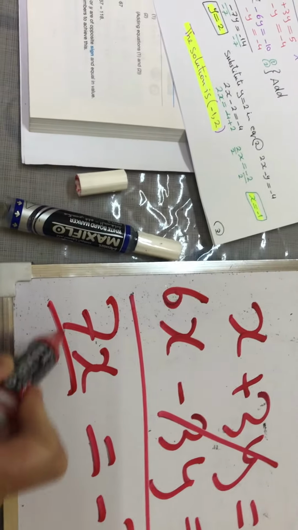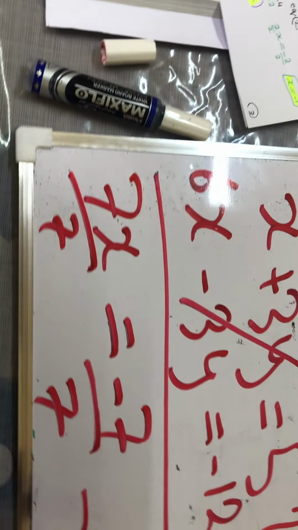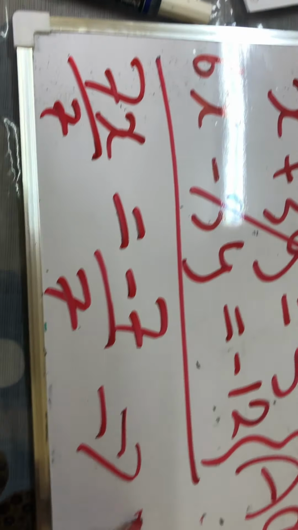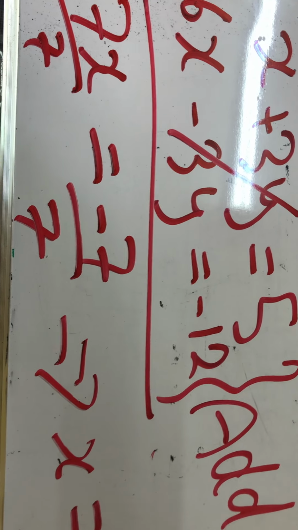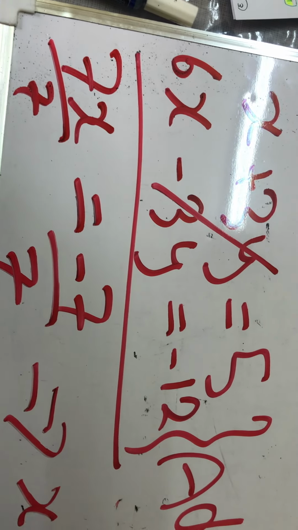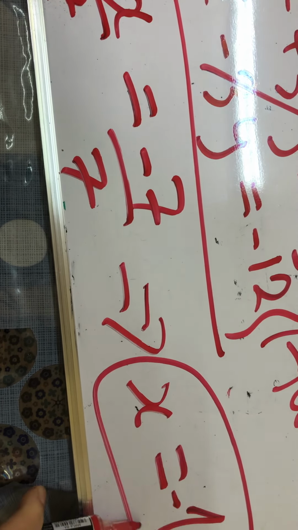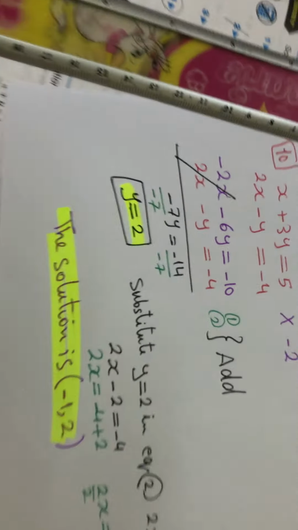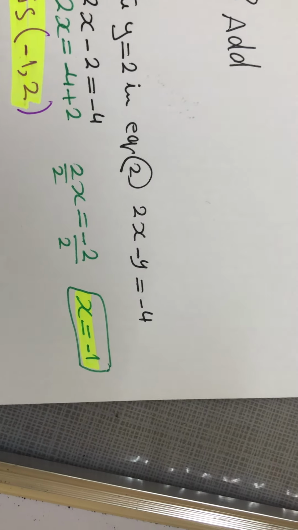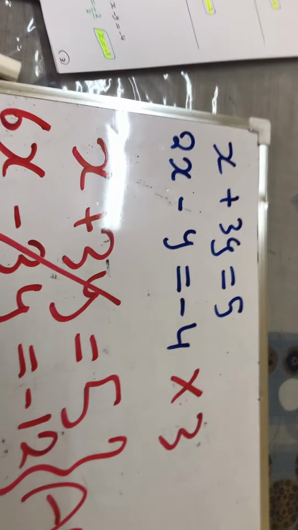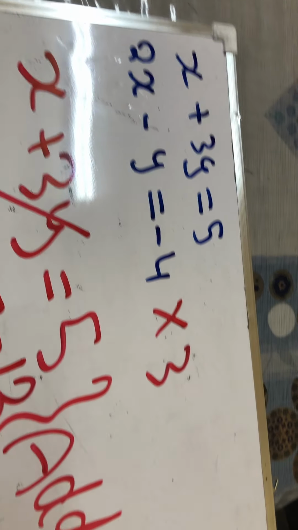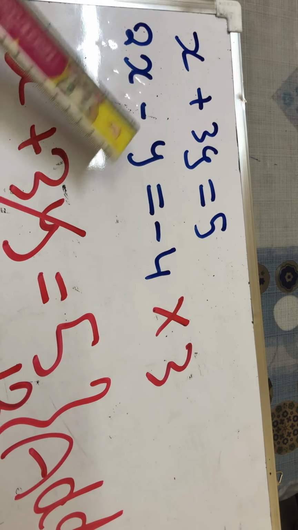Okay, so I'll divide by 7 here and there. So x equal negative 1. X equal negative 1. The same answer. But in the first way, I cancelled x and x. In this way, I cancelled y. Multiply the second, I have y positive and y negative.